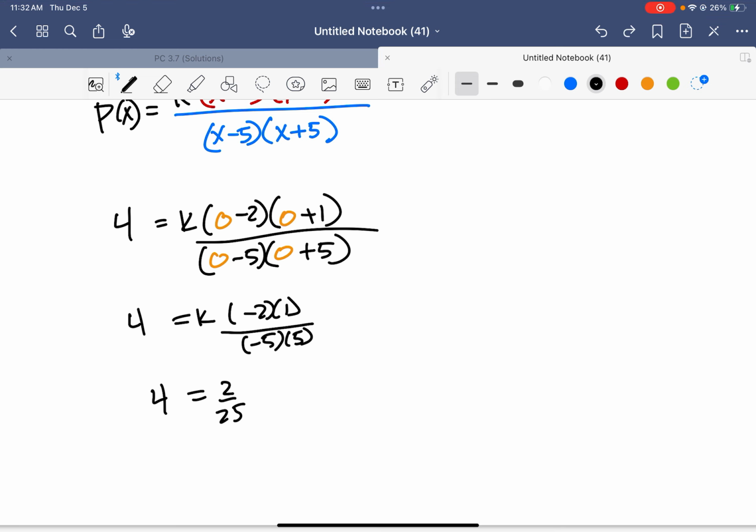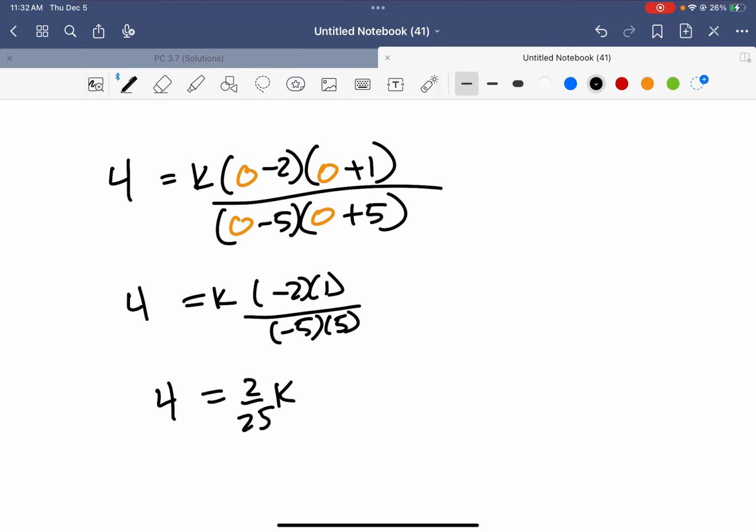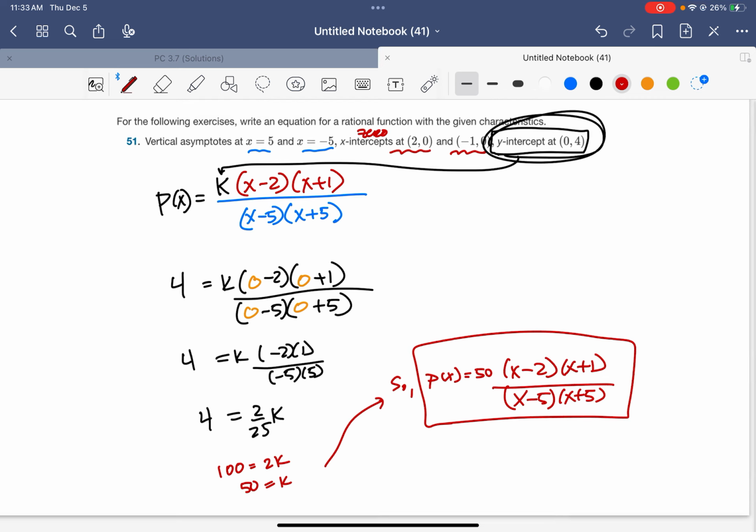That k is going to allow me to put a number out in front of my function to force it to go through this intercept. So when I multiply both sides by 25, I get 100 is equal to 2k. When I divide by 2, I get 50. So my polynomial is just 50 times x minus 2 over x plus 1 divided by x minus 5, x plus 5. That would be a polynomial that does those things.